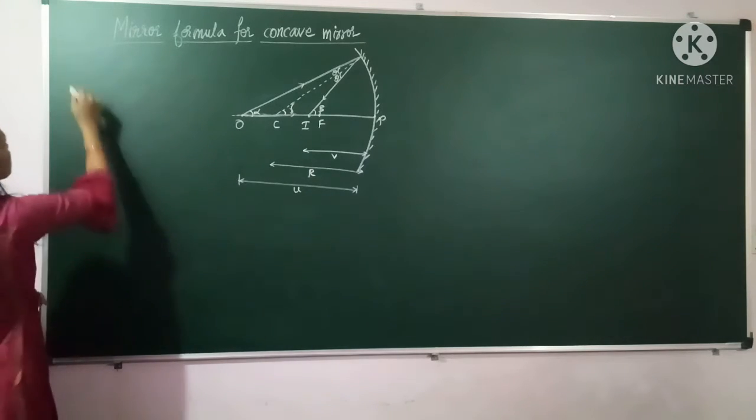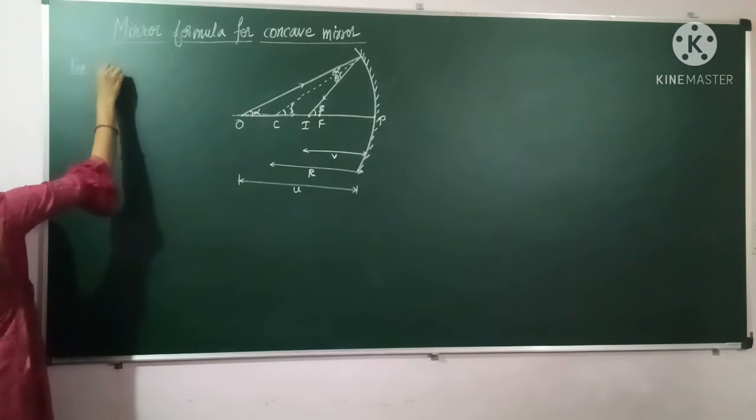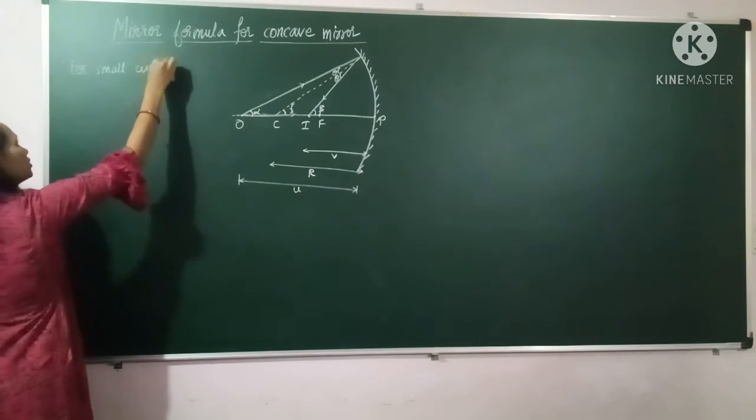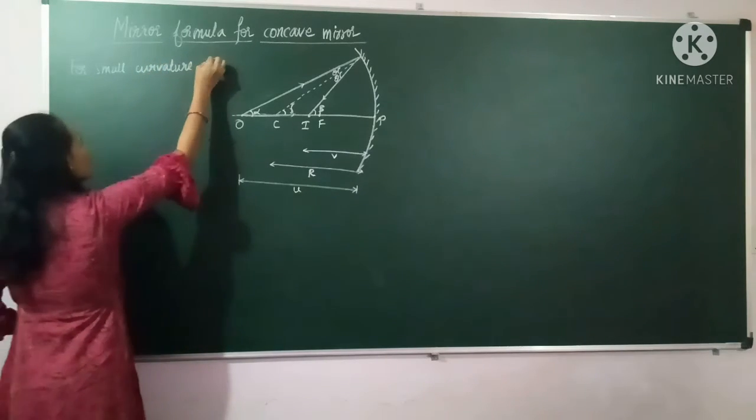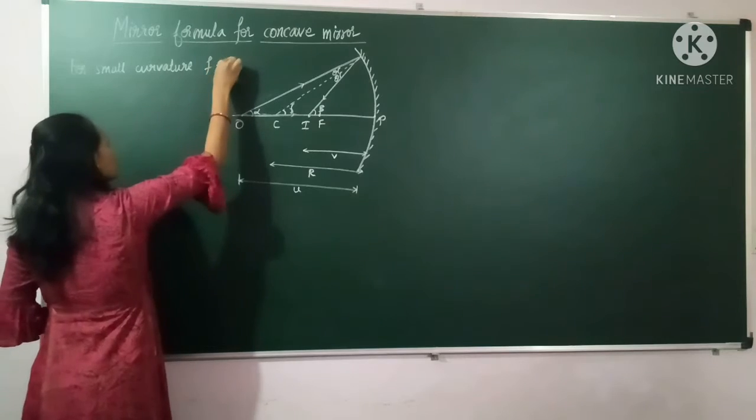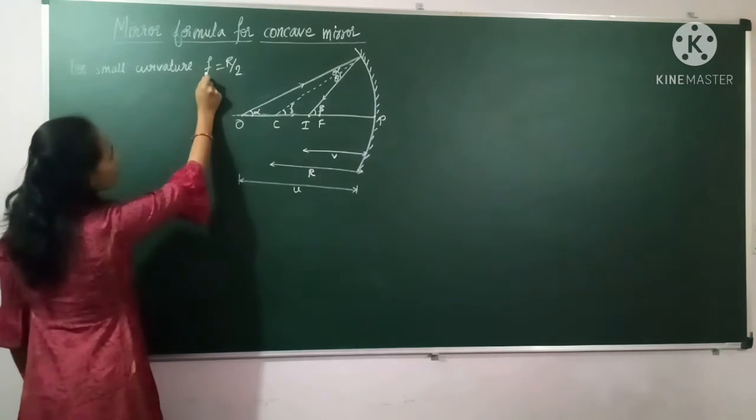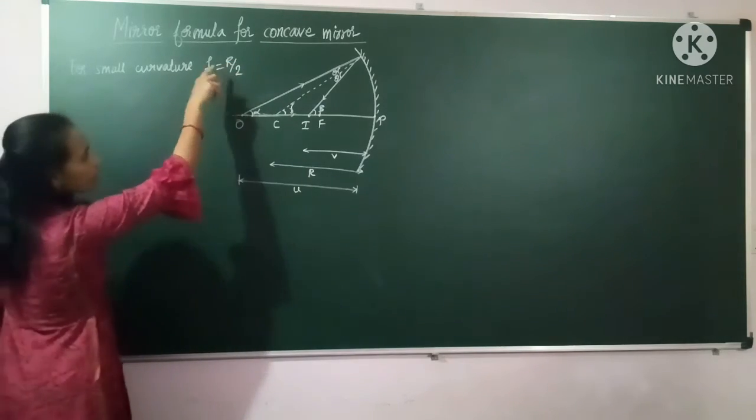Next, for mirrors of small curvature, f is equal to r by 2. This relation we already studied in the last class, that the focal length is equal to half of the radius of curvature, meaning f is equal to r by 2.